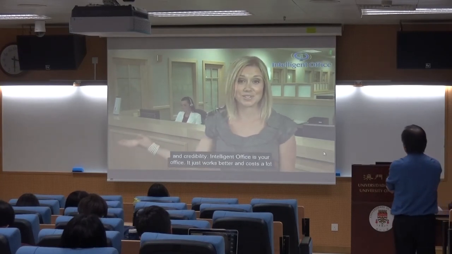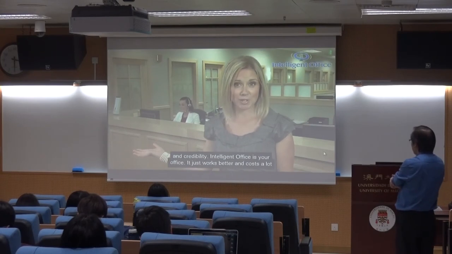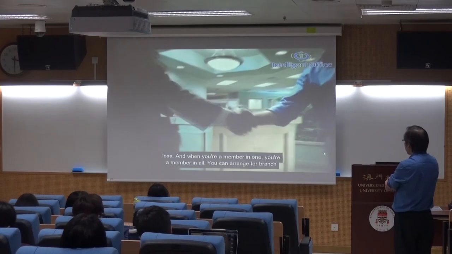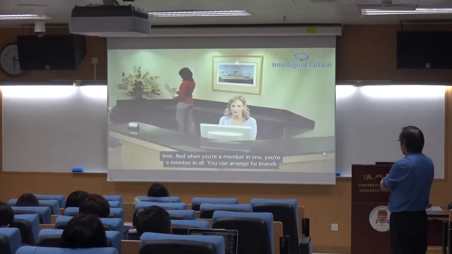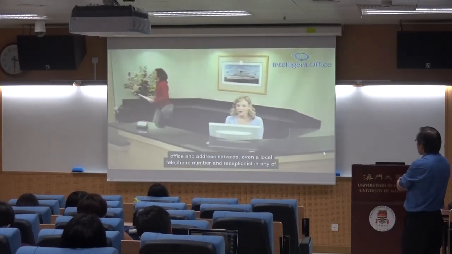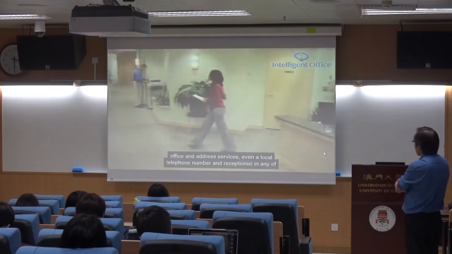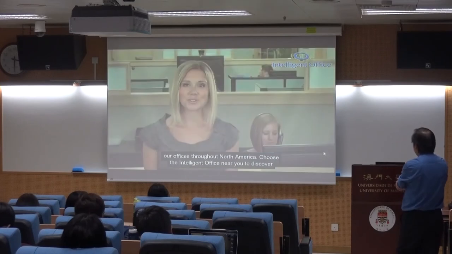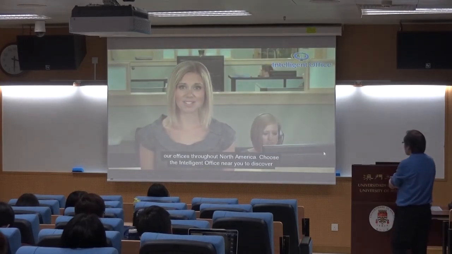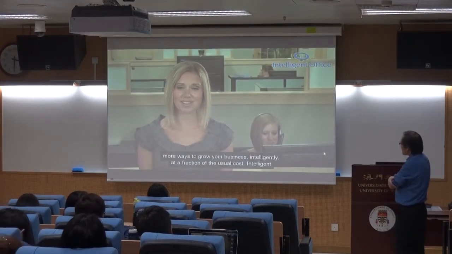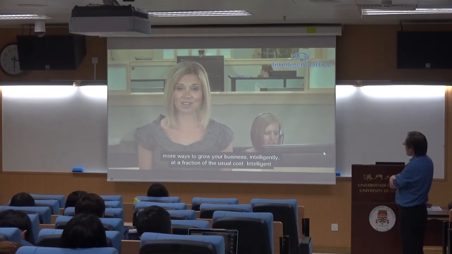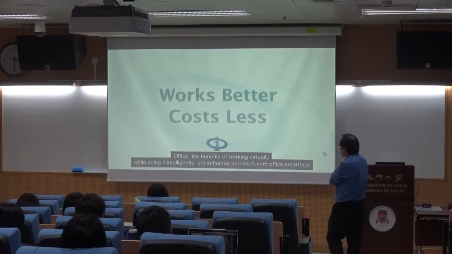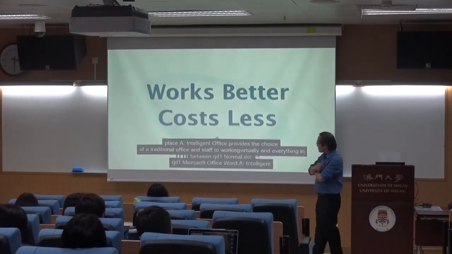Intelligent Office is your office. It just works better and costs a lot less. And when you're a member in one, you're a member in all. You can arrange for branch office and address services, even a local telephone number and receptionist, in any of our offices throughout North America. Choose the Intelligent Office near you to discover more ways to grow your business intelligently at a fraction of the usual cost. Intelligent Office, the benefits of working virtually while doing it intelligently.